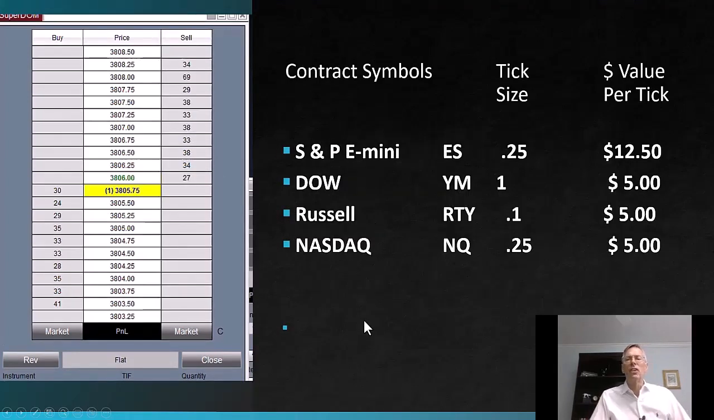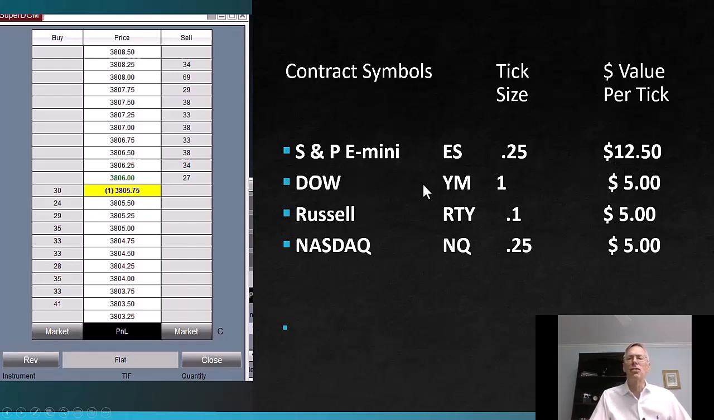All right, so as I said before, these contracts all have a symbol, they'll have a tick size, and they have a dollar value per tick. So this is an example on the S&P futures, the ES contract. The tick size is a quarter of a point, or 0.25. The tick value, this is in US dollars, is $12.50 for the ES contract.